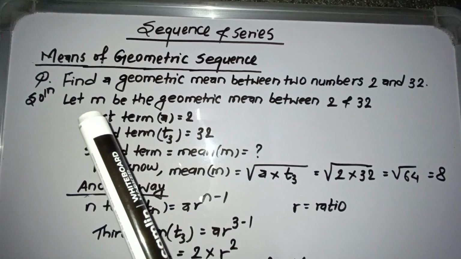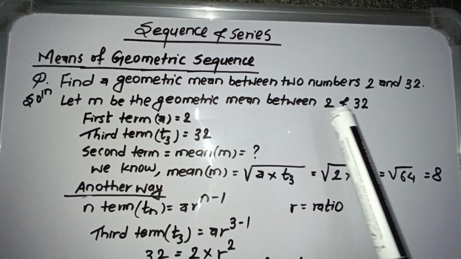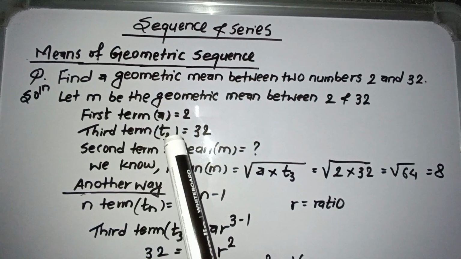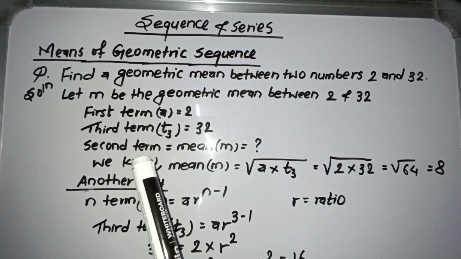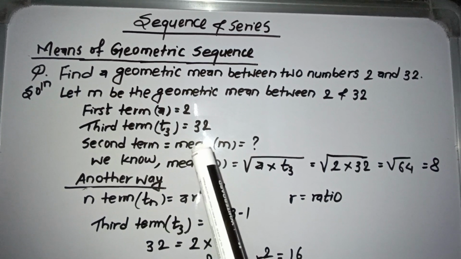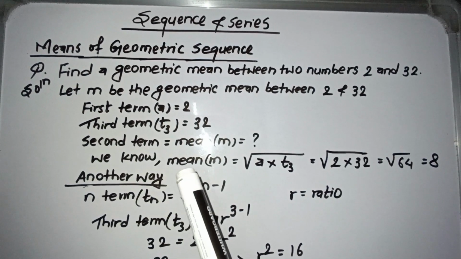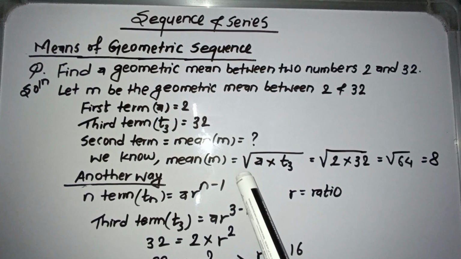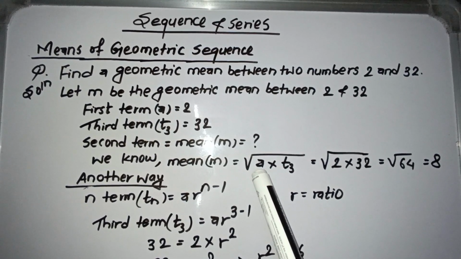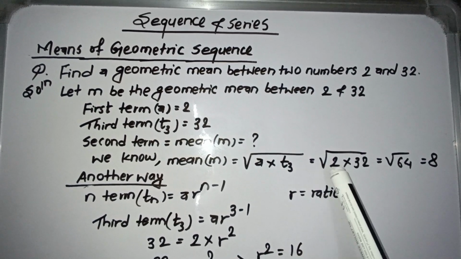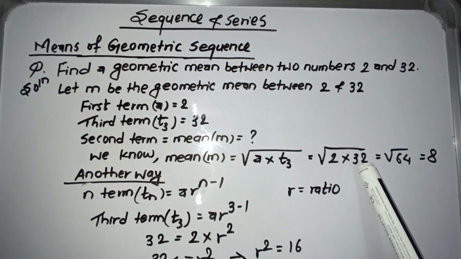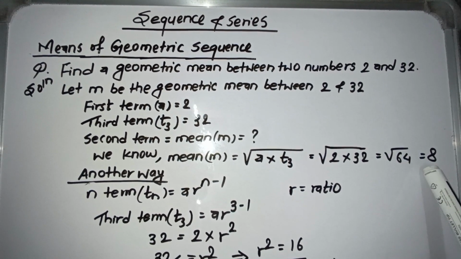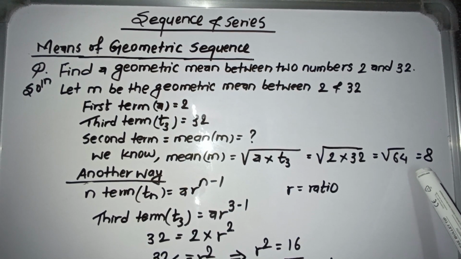Let's discuss. Let m be the geometric mean between 2 and 32. That is, first term a is equal to 2 and third term t3 is equal to 32. Then we need to calculate the second term, or the mean between 2 and 32. To calculate the geometric mean, we have the formula: square root of the given two numbers, that is a multiply t3, is equal to under root 2 multiply 32, which is under root 64, and we get 8. This is the geometric mean between two numbers, that is 2 and 32.